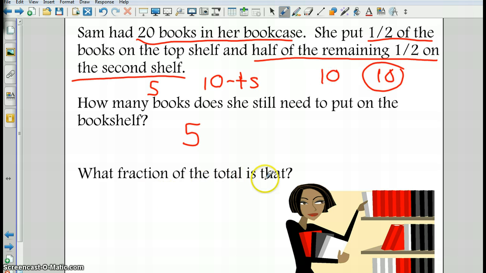What fraction of the total is that? Ooh. So that would be 5 out of the 20 books. Okay, 5/20ths. I had 20 total books, so the denominator tells me how many I have total, or how many groups there are. There are 20 total books, and 5 books are left, so that would be 5 over the 20 total books, or 5/20ths. Some of you may already be thinking, for those that are reducing fractions, that 5/20ths is also the same as 1/4.